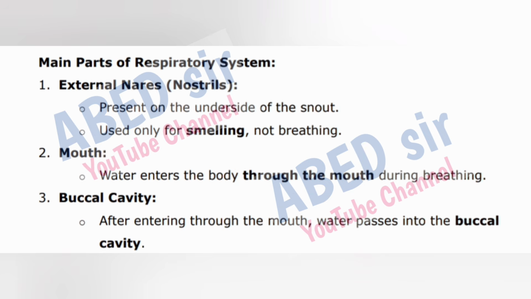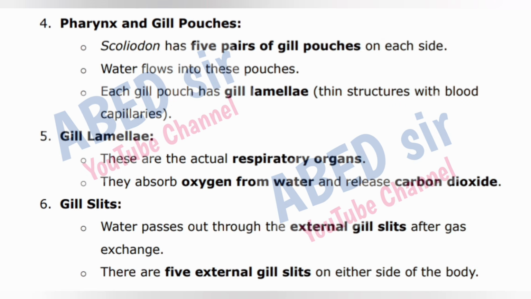1. External nares, nostrils: present on the underside of the snout, used only for smelling, not breathing. 2. Mouth: water enters the body through the mouth during breathing. 3. Buccal cavity: after entering through the mouth, water passes into the buccal cavity. 4. Pharynx and gill pouches.